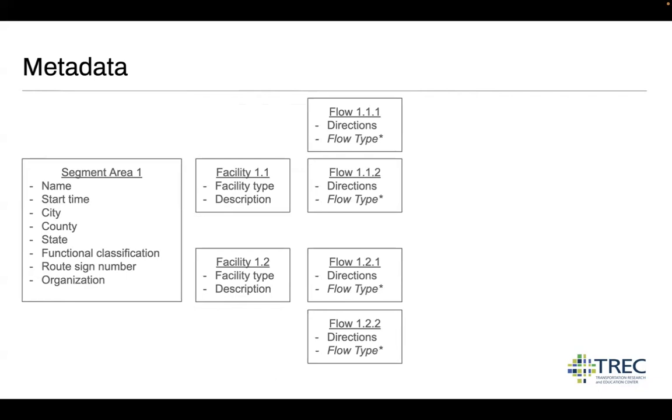The required attributes for flow are the direction of travel and the flow type, meaning the mode of travel. This could be pedestrian, bicycle, e-scooter, personal mobility device, equestrian, off-road, and other. If there is another mode type that isn't represented, please let us know.